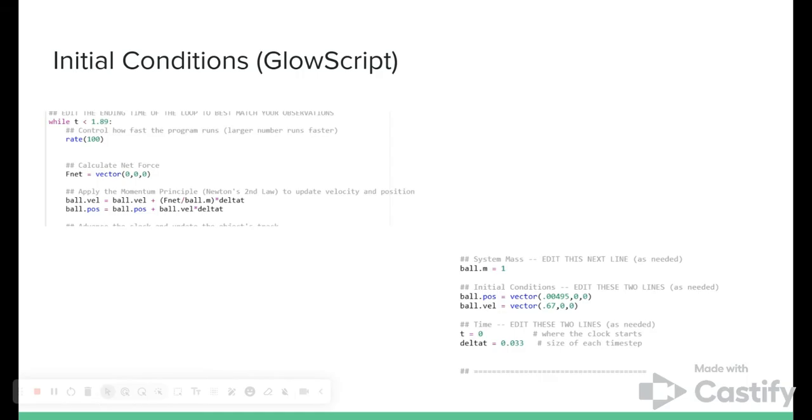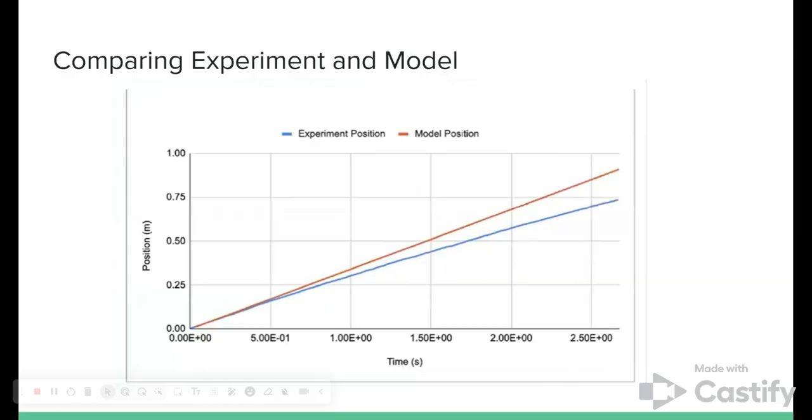For our initial conditions in GlowScript, we made the t less than 1.89 seconds, which was how long the video was. We put our equations into the starter code and used our initial conditions from the actual experimental model, and then made our delta t the size of each frame, and then kept the mass consistent as well. So our results were that the experiment and model were pretty much the same, on the same path, except for a little deviation at the end.